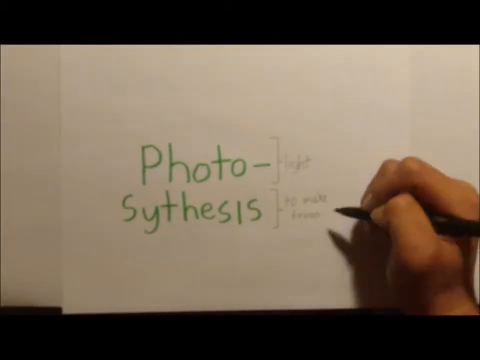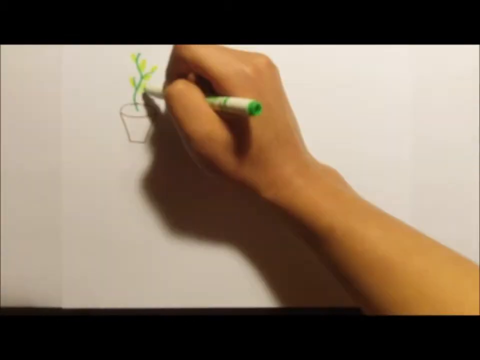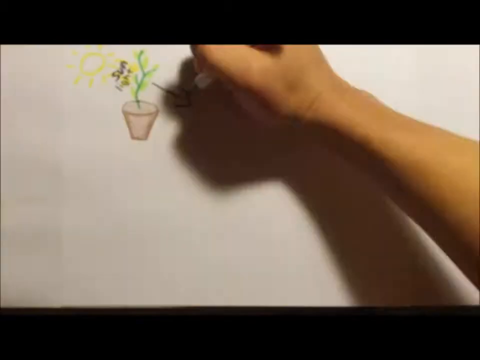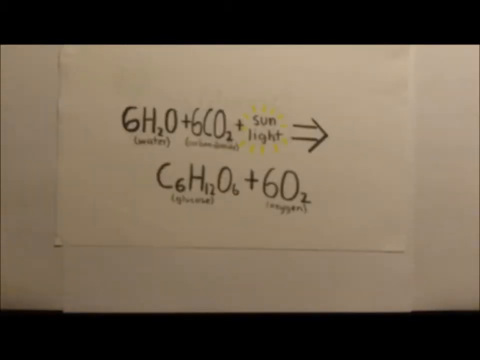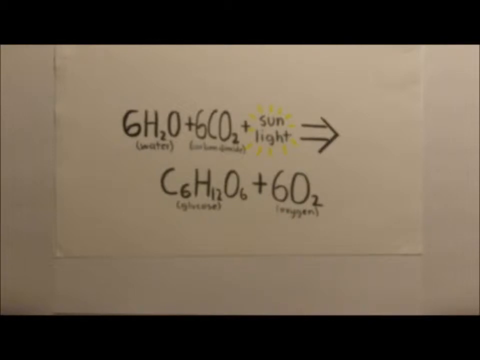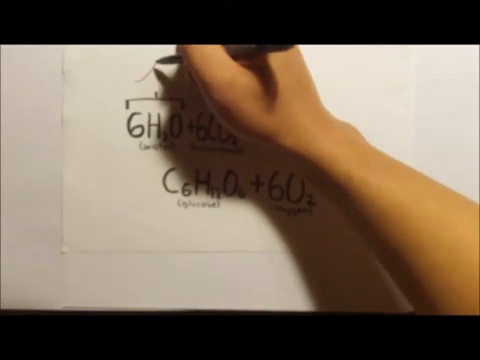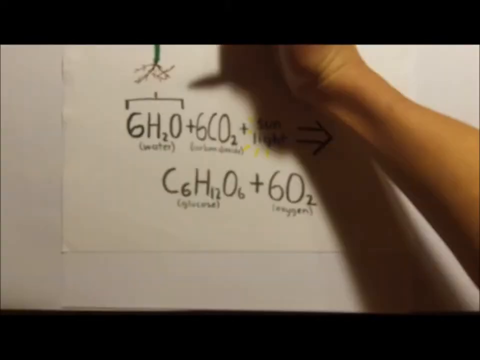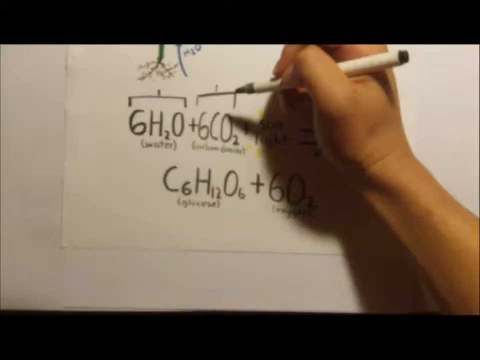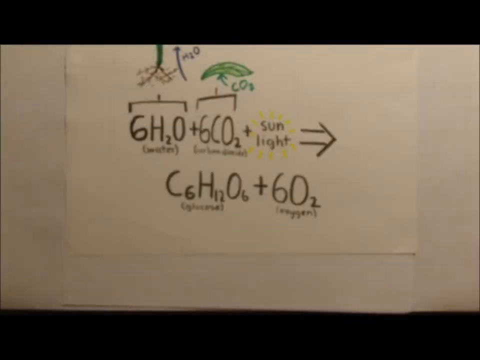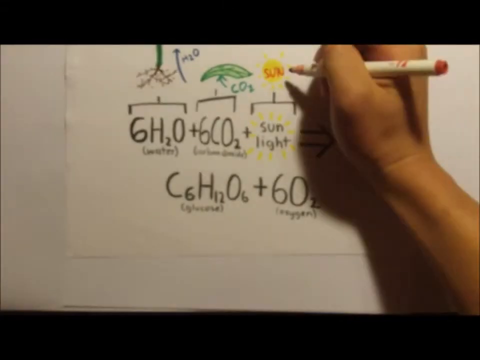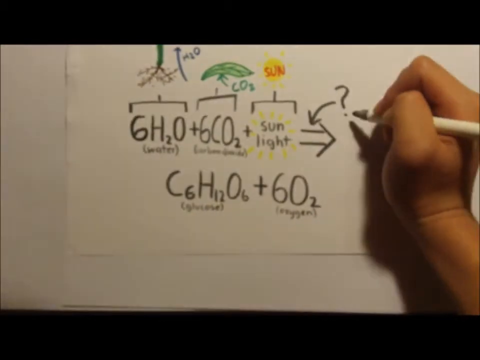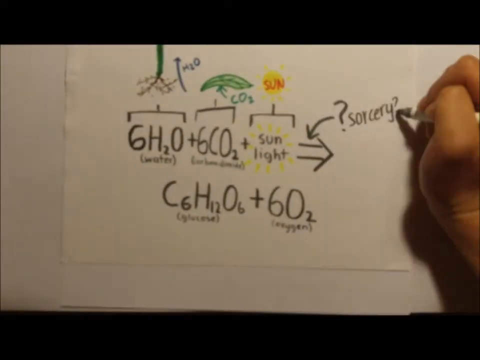Photosynthesis. Now, photosynthesis is the process in which plants use sunlight to make glucose. Chemically, the equation is 6 water molecules plus 6 carbon dioxide molecules plus sunlight yields 1 molecule of glucose and 6 molecules of oxygen. Now, we know that the water comes from the roots and the carbon dioxide from the underside of the leaf and the sunlight from the sun, but how does the plant take that and turn it all into glucose?